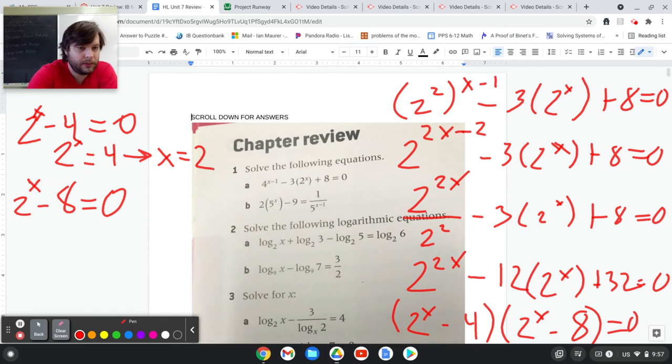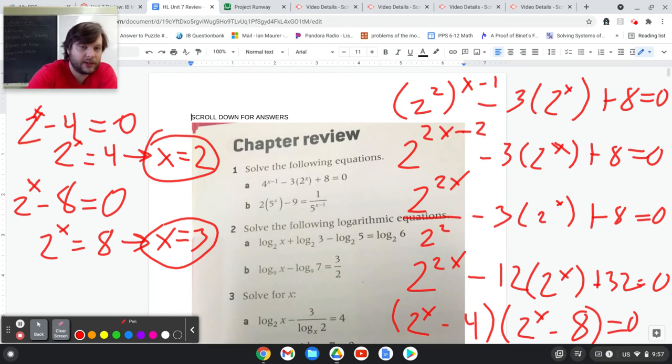And then similarly, when you have here 2 to the x equals 8, you can determine that x is equal to 3. And those are your two solutions. If you plug them back into the original equation, everything will work out very nicely. So that's it for problem 1a. I'm going to clear the screen in just a second and do problem 1b.